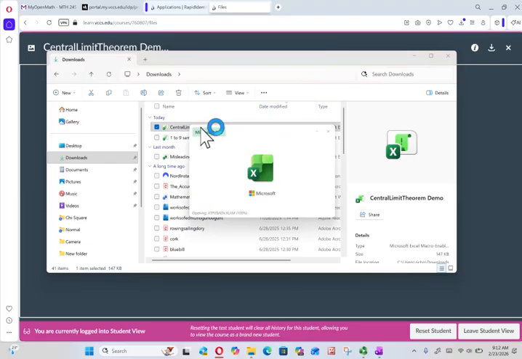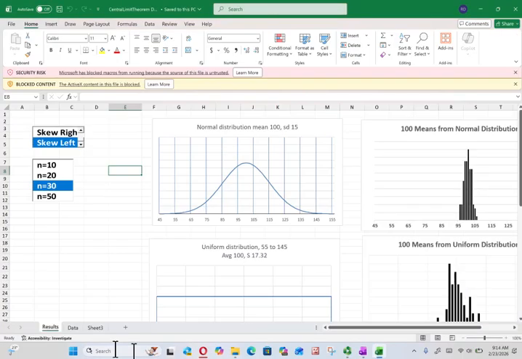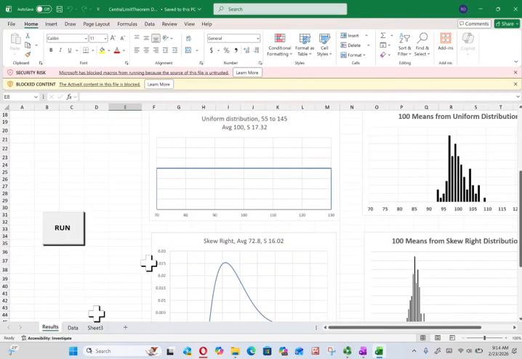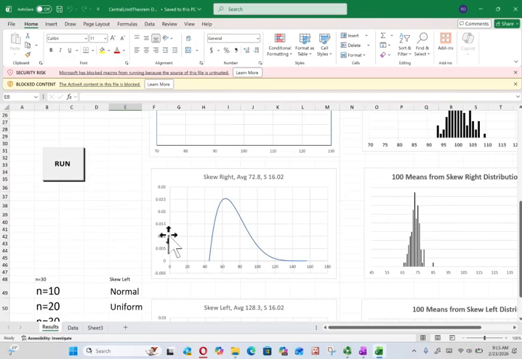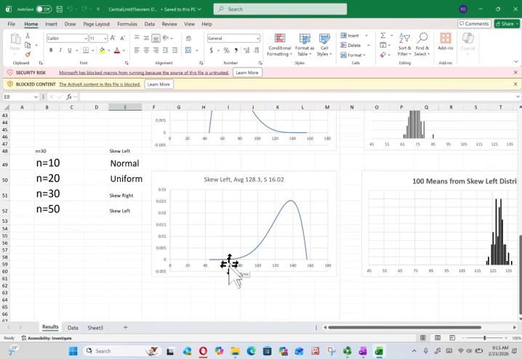This is how we can make bets on an average. This has a normal distribution with a mean of 100 and a standard deviation of 15. There's a uniform distribution. This is a flat line between 70 and 130. The average is 100 and the standard deviation is 17.32. There's a skewed right distribution, and there's a skewed left distribution.